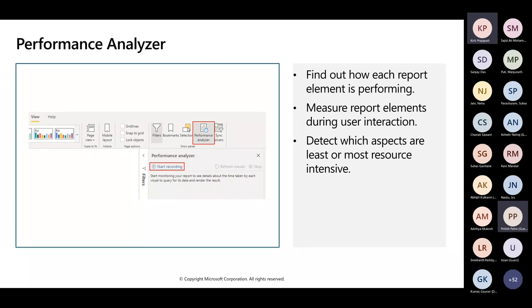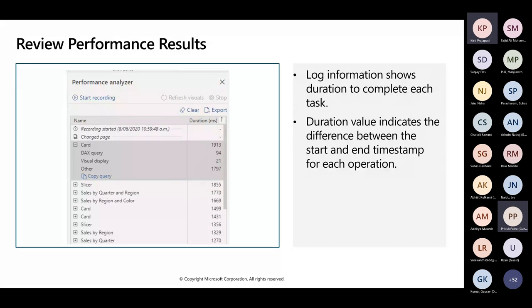In the report elements, we have used a different set of visualization controls, so it may happen that something is not loading properly. We can identify what is happening when the end user is trying to access it. And then we can also review performance results using the performance analyzer pane. Here we have the analyzer, and you can see that the duration is also available. If I am accessing the card, it is taking 1913 milliseconds. So you will be able to see how much time it is taking to load that data, right? That's one option available for reviewing all the performance results.